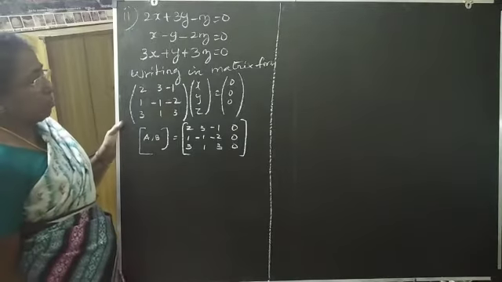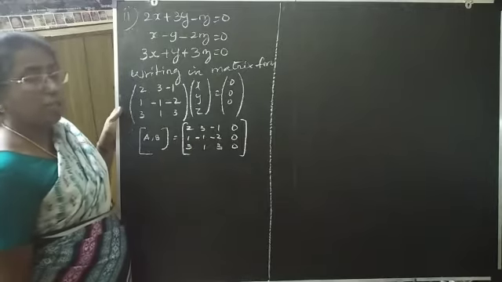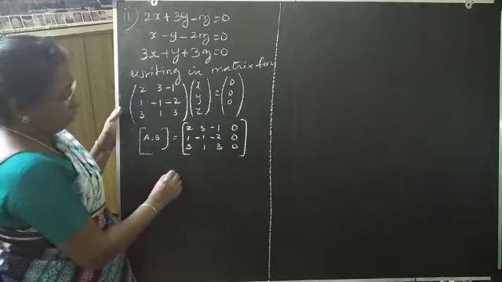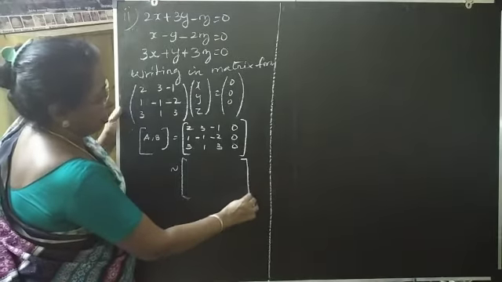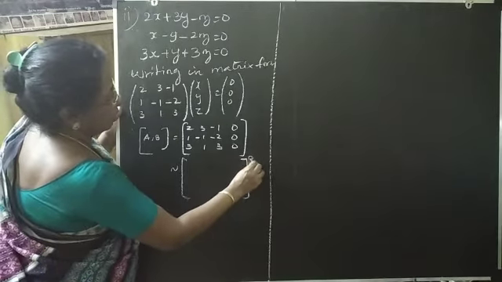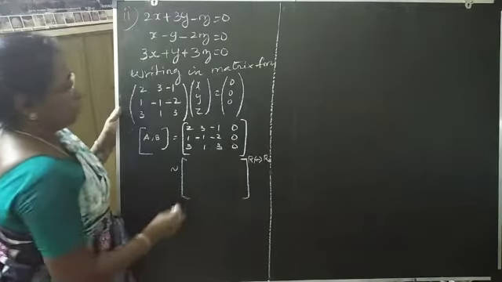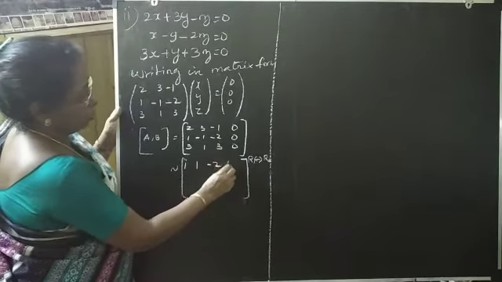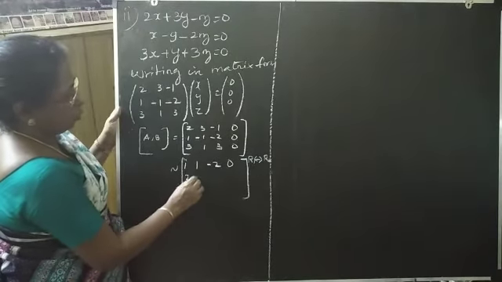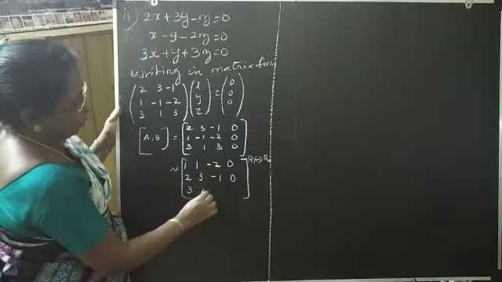So to solve this equation by Gauss elimination method, we are supposed to write this in echelon form. So to write this in echelon form, let us interchange the rows. Here R1 goes to R2 and R2 goes to R1. So here you get 1, 1, minus 2, 0, then 2, 3, minus 1, 0, 3, 1, 3, 0.